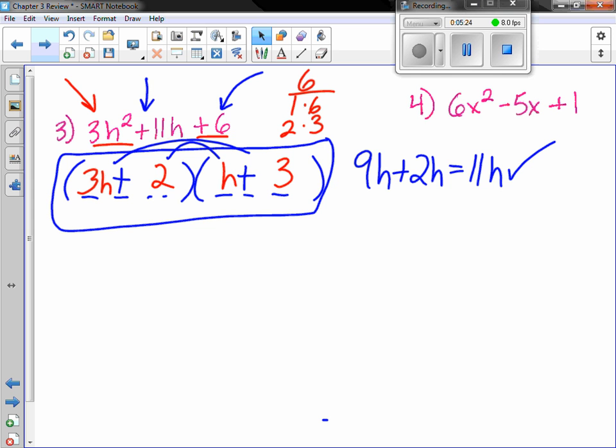Any questions on this here? Any questions on anything we've done so far? Are we good with these here? Any other questions on 1 through 6? Problems 1 through 6?